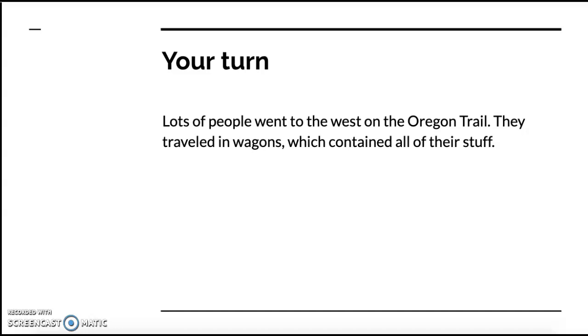So maybe I started with something like, lots of people went to the west on the Oregon Trail. They traveled in wagons which contained all of their stuff. I know I've read a lot of sections on the Oregon Trail, and I know I've come across that word stuff quite a bit in some of my students' writing. And is there a way that we could put on our vocabulary lens and sort of jazz this writing up a little bit or make it a little bit more specific?